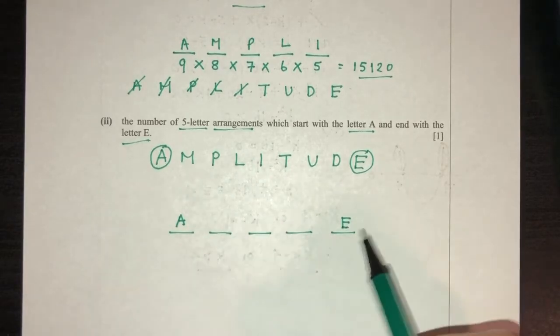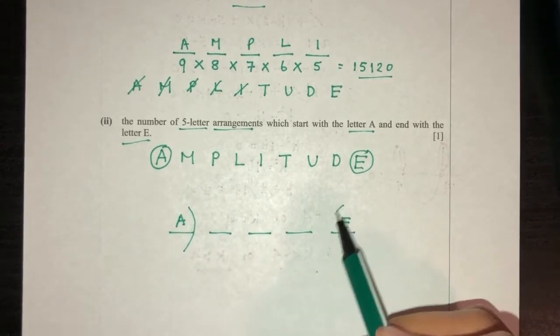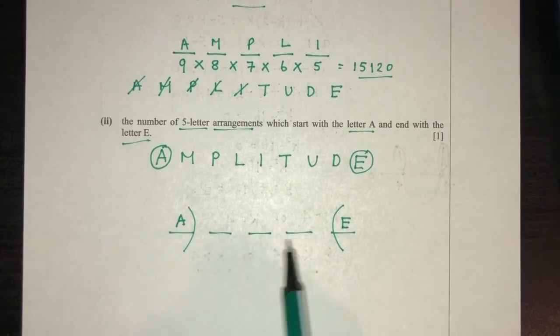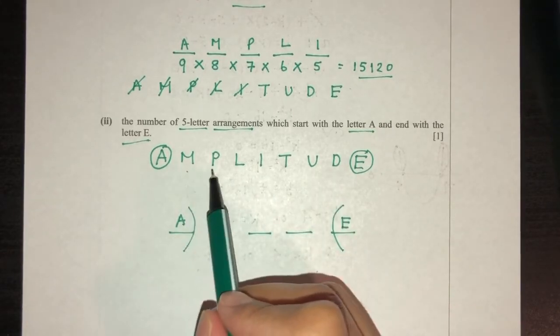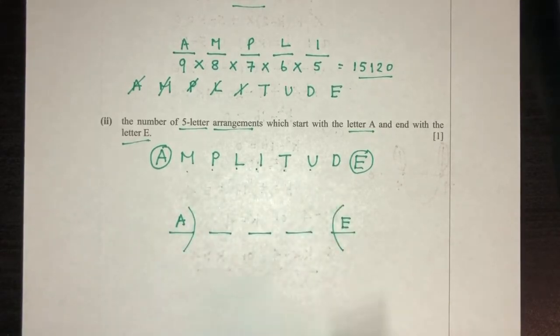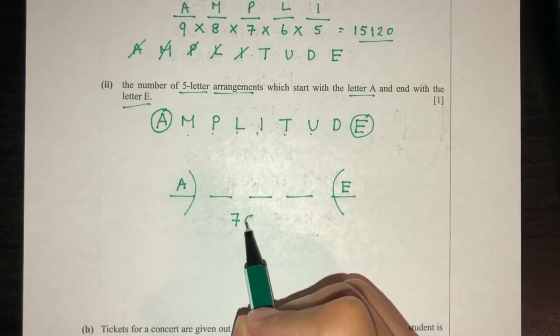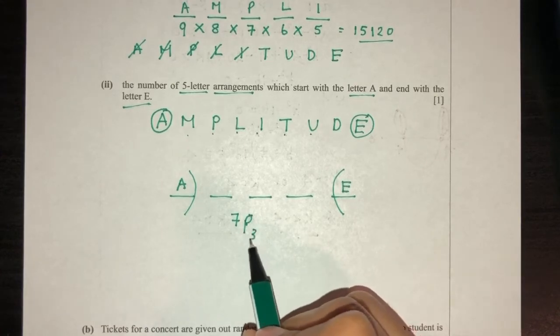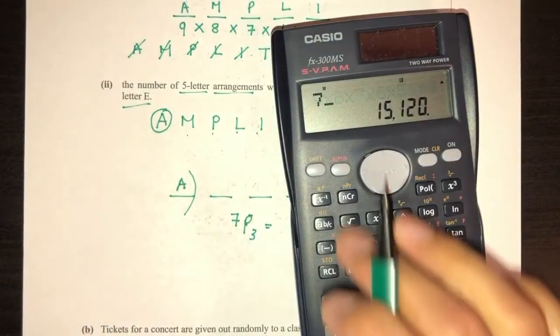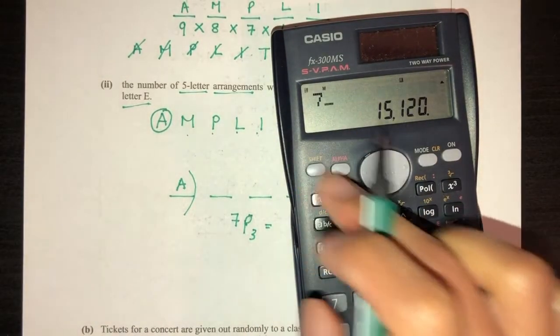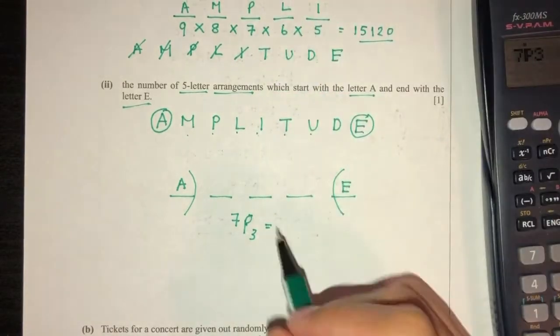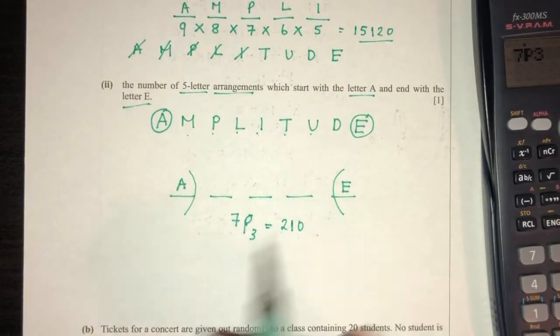So once we put them here, we can just forget about them. So we just have to arrange these 3 with the remaining letters. So we have 1, 2, 3, 4, 5, 6, 7 remaining. So from 7, you can permutate 3. That should be 210. 210 will be your answer for part 2.